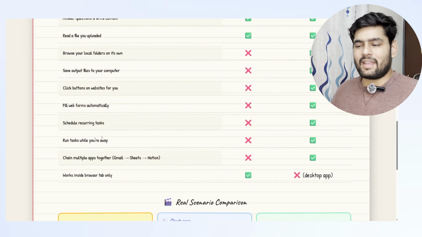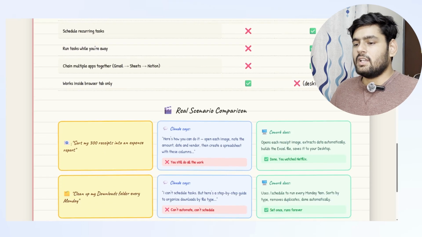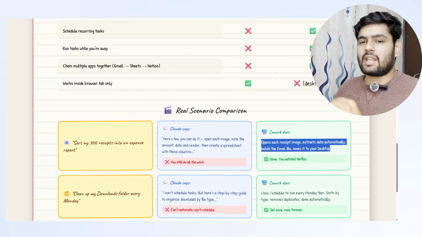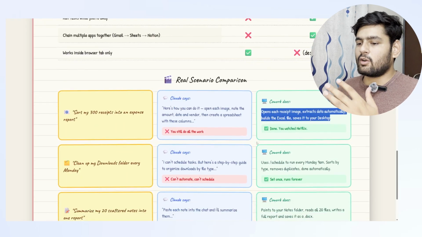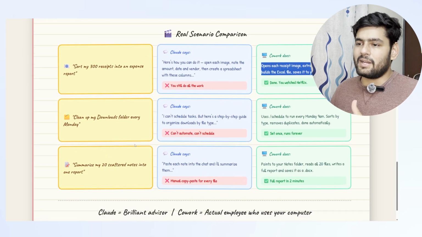Let me give you a real world example. From that you will understand what the difference is between Claude and Claude Cowork. For example, if you ask Claude to sort your 300 receipts into an expense report, Claude will respond, here is how you can do it: open each image, note the amount, date, vendor, then create a spreadsheet with these columns. In this case, Claude is telling you how you can do it. But Claude Cowork will open each receipt image, extract the data automatically, build the Excel file and save it on your desktop without any involvement from your side. So it is the real power of Claude Cowork, that it can actually do the things. Here you can pause and read more scenarios which will give you a better understanding.